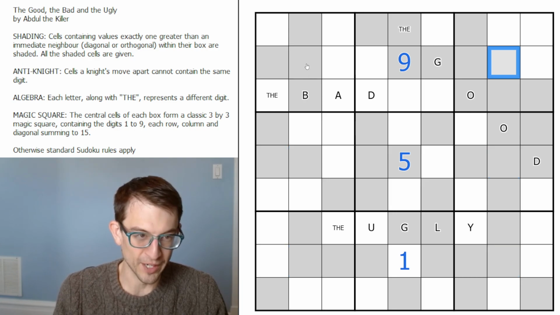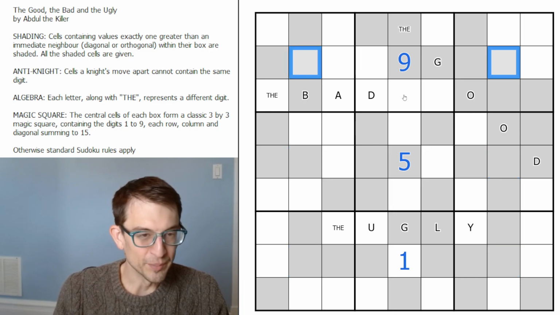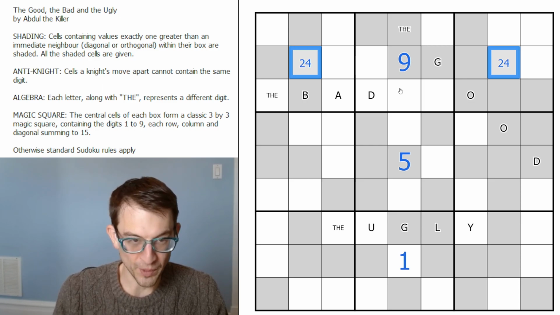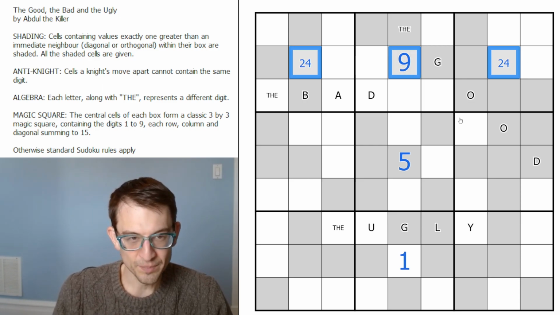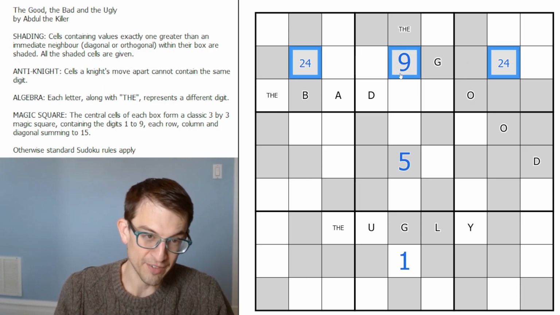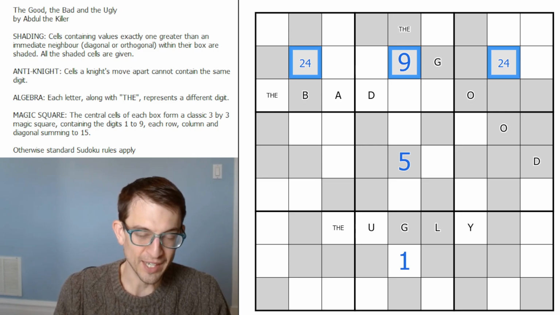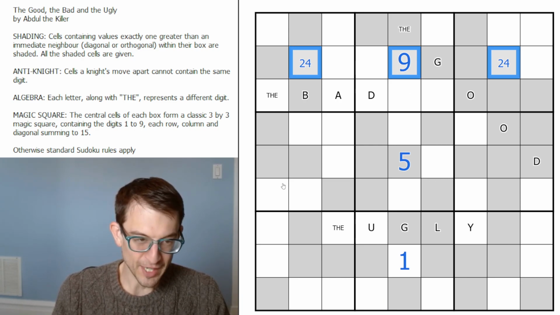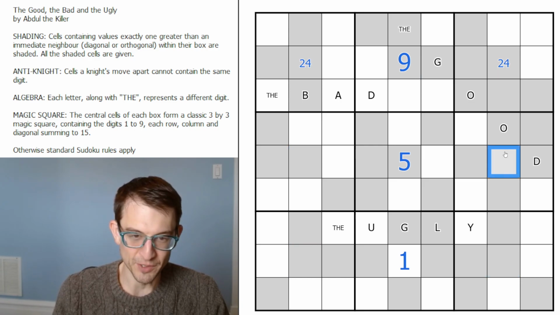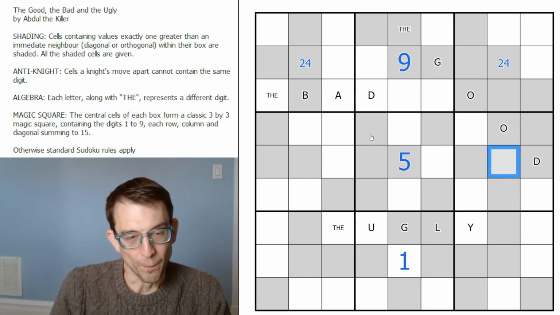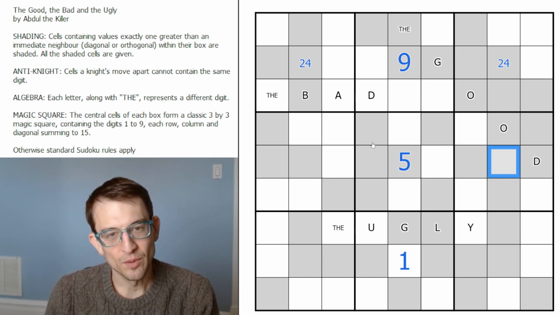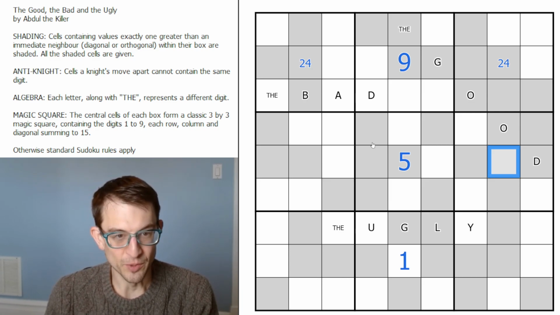But the one I will mark is this one, because it's quite clear to me that has to be a 2-4 pair. Why? Because this row is going to have to add up to 15. I already have 9, so those 2 have to add up to 6. The 1 and the 5 are already used, so that has to be a 2-4 pair. So that's what comes to mind immediately. Again, I could fill these in with 2-digit pairs, but I don't think that's going to be super useful. So what else can I do here?